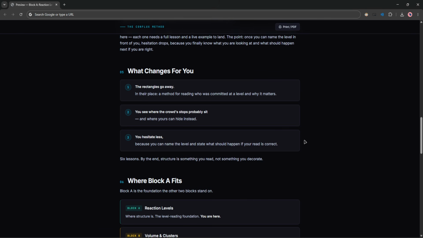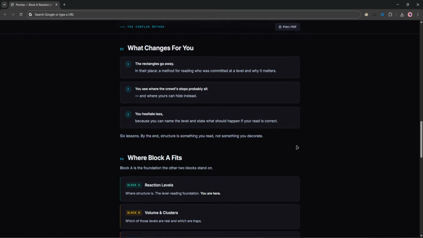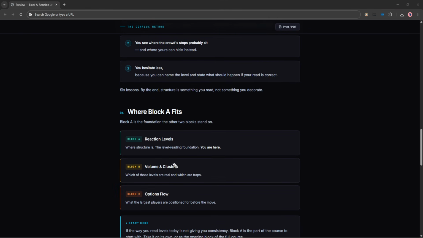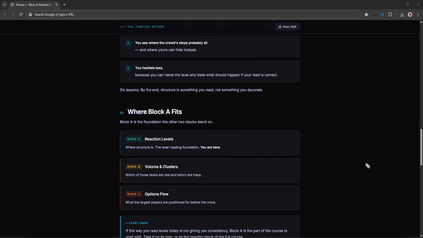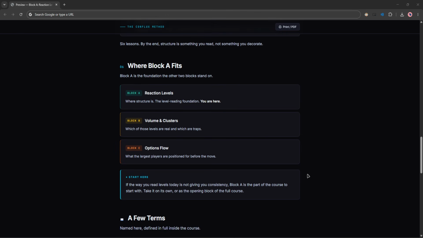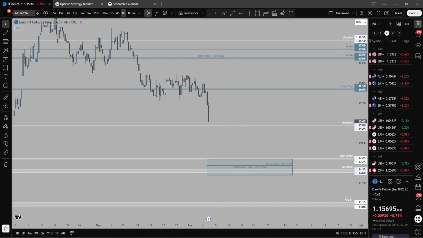Block A is the foundation the other 2 blocks stand on. Block B adds volume and clustered confirmation, so you know which of these levels are real and which are traps. Block C adds options data, what the largest institutional players are positioned for before the move happens. But all of it rests on this: knowing how to read a level. That is where every serious trader on this method begins.